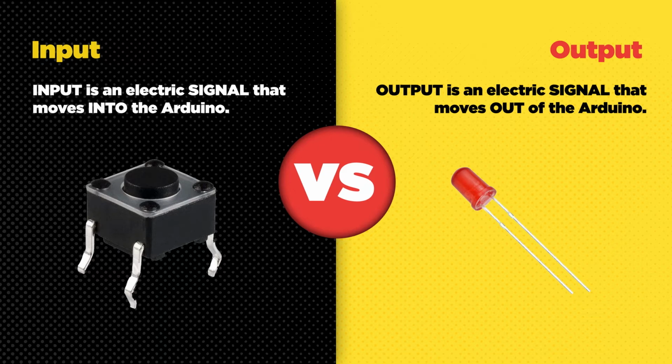Remember, when coding the Arduino, in the setup function, we identified if a pin was an output. We can also identify if a pin is an input.